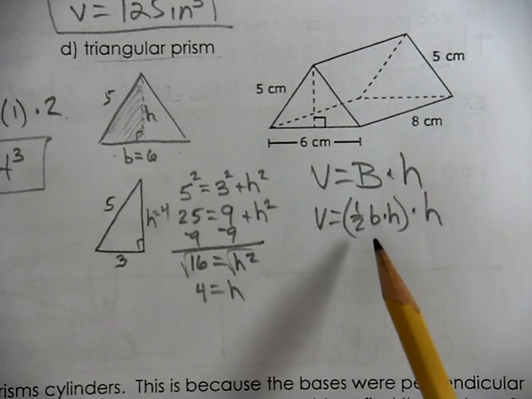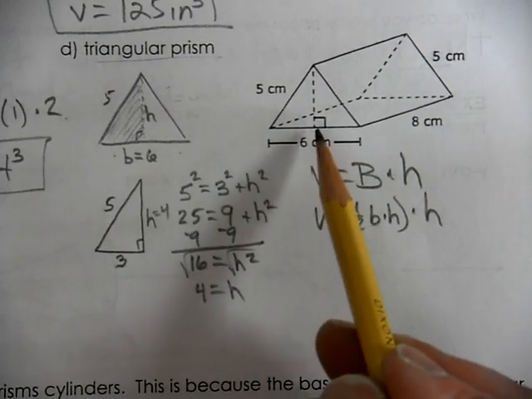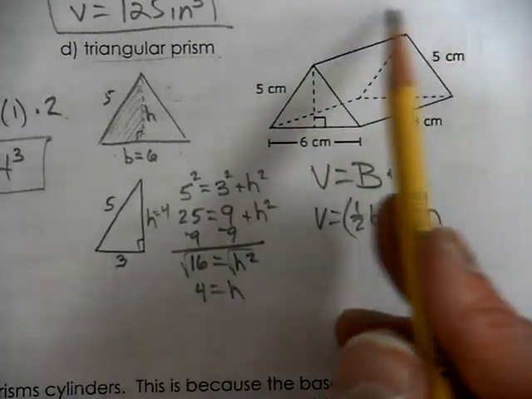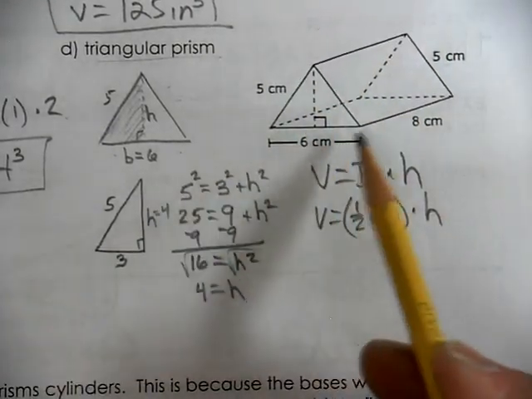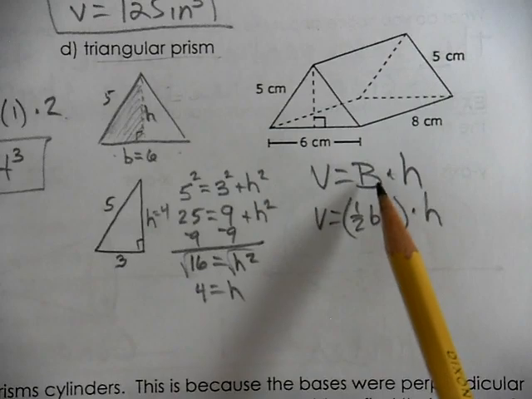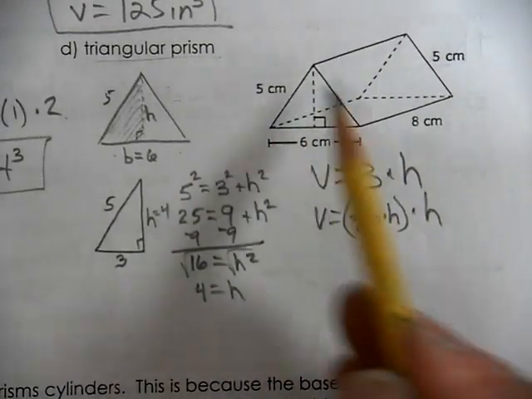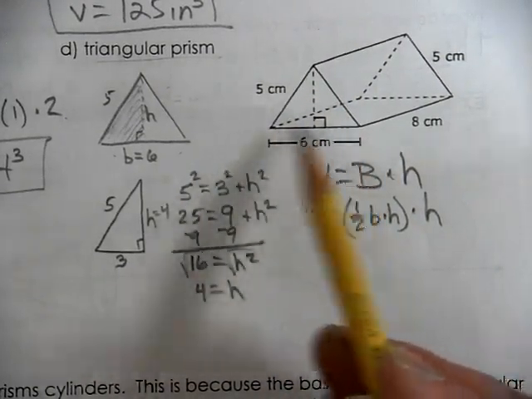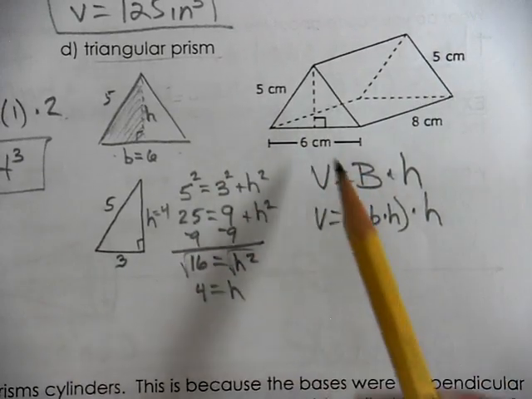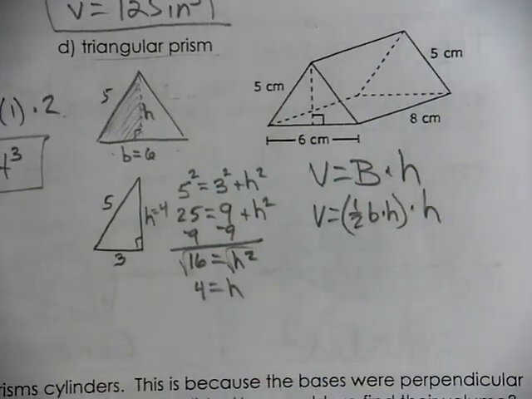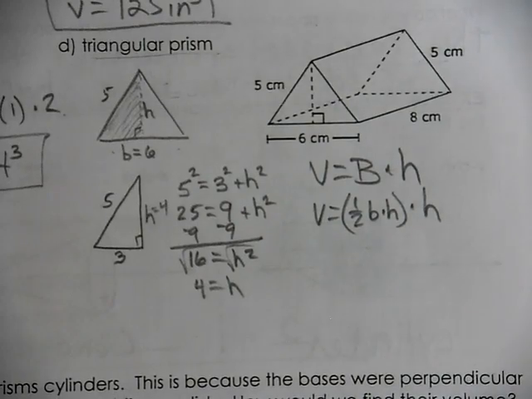We're using base of the prism, which is the triangle, capital B, but we use base of the triangle, which is just the 6, which is just the side. So I can see how it can be confusing.